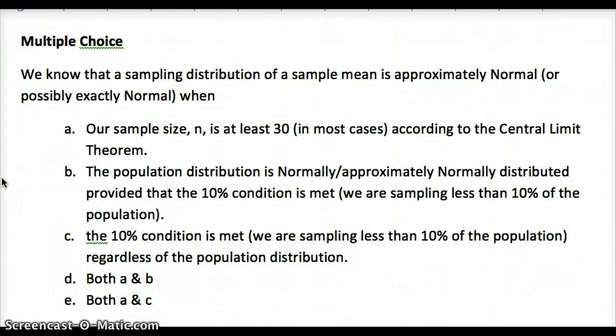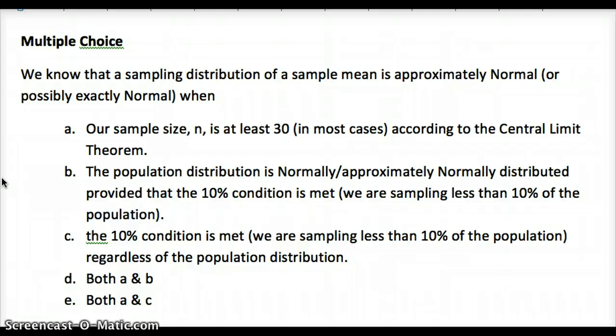So here's your multiple choice question. We know that a sampling distribution of a sample mean, remember that's X bar, is approximately normal or possibly exactly normal when A, our sample size n is at least 30 in most cases according to the central limit theorem. B, the population distribution is normally or approximately normally distributed provided that the 10% condition is met, so that we're sampling less than 10% of the population. C, the 10% condition is met, we're sampling less than 10% of the population regardless of the population distribution. Or is it D, A and B, or E, A and C?